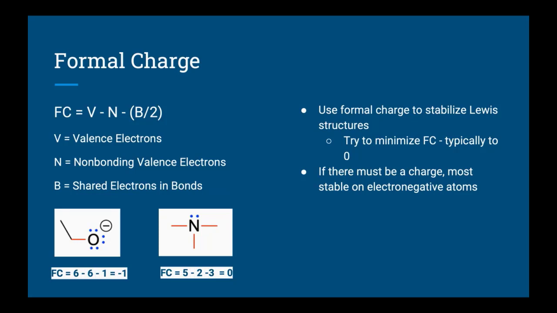A lot of the time, we're trying to minimize formal charge, especially on atoms like carbons. More electronegative atoms, such as nitrogen and oxygen, are more willing to take on a formal charge than your carbon. So you're going to at least try to put that formal charge elsewhere.